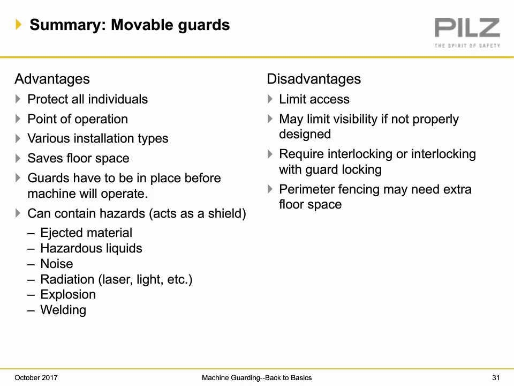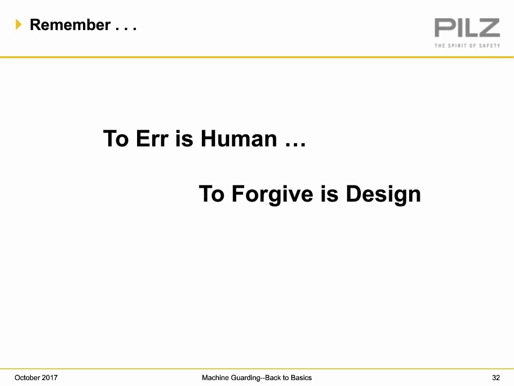The disadvantages: they limit access, may limit visibility if not properly designed, basically the same thing, and require interlocking or interlocking with guard locking. Perimeter fencing may need extra floor space. So you've got something in place, but to put the perimeter guard, it has to be so high and so far from the hazard so you couldn't reach over. So it may have an issue with the real estate within your shop floor. And remember, in closing, to err is human, to forgive is design.